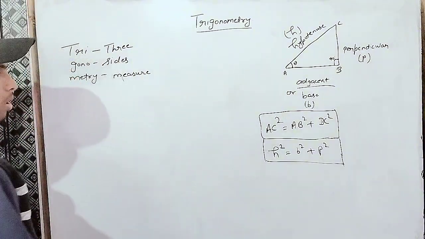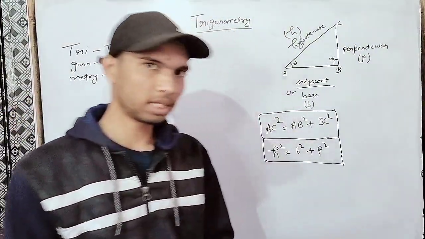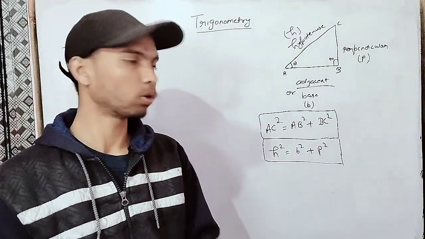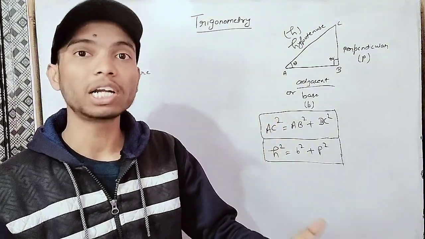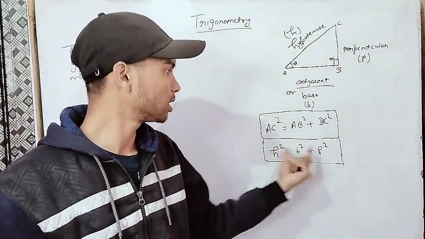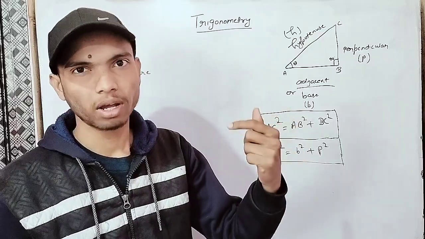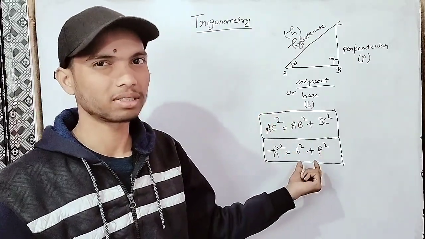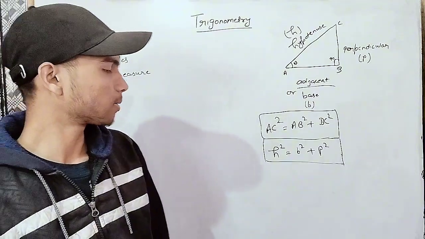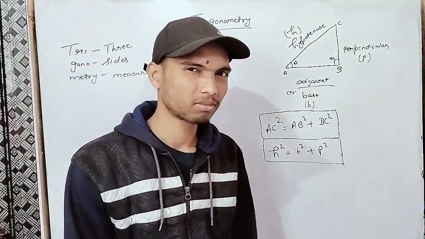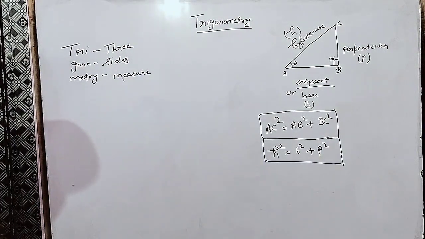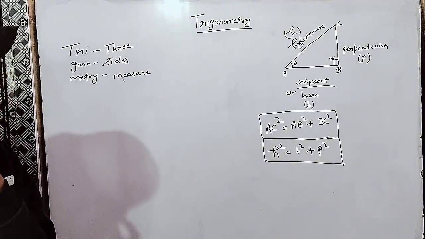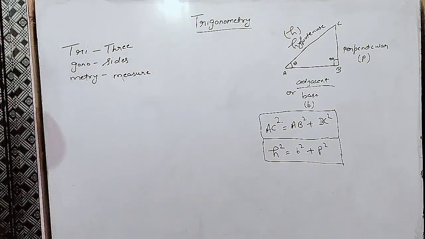Clear? Now you will be given the value of H and the value of P, and you will have to find the value of B. So this method you will use to find the value of any side, whether H, B, or P. When a question comes, we will apply this method. Till here, are we clear? Okay, so let's take questions.